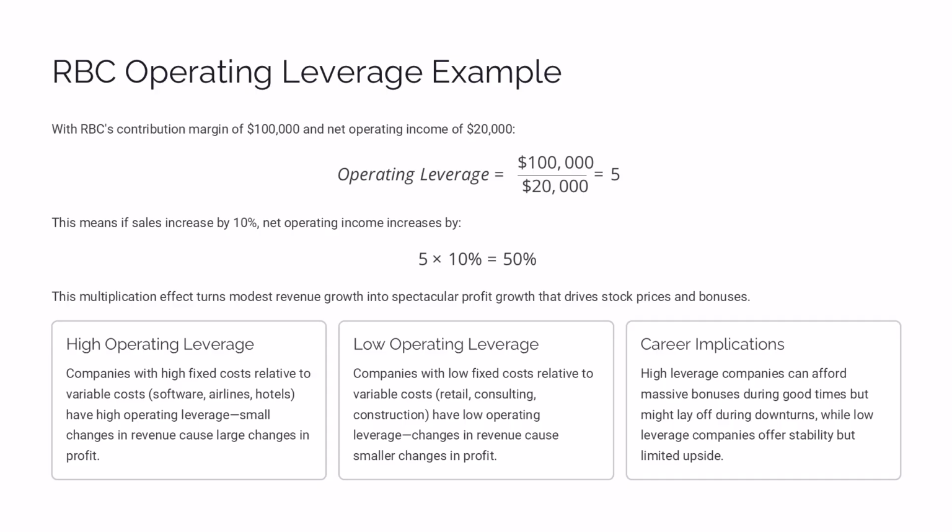The fascinating business dynamic is that operating leverage explains industry consolidation. Companies with the highest operating leverage eventually dominate because they can reinvest more profits into growth, creating a winner-take-all dynamic that we see in tech, where the top 3 companies capture 80% of profits.